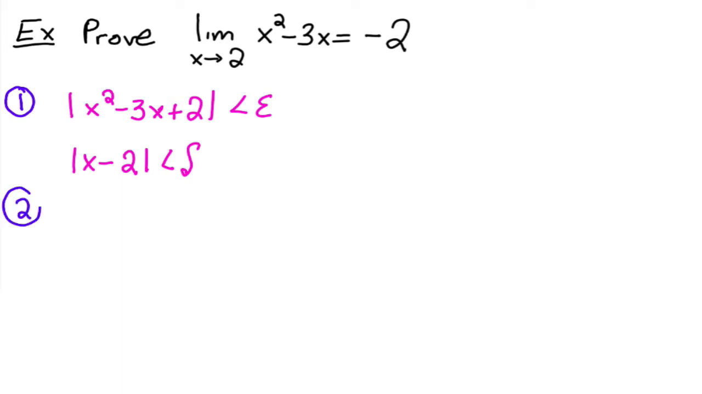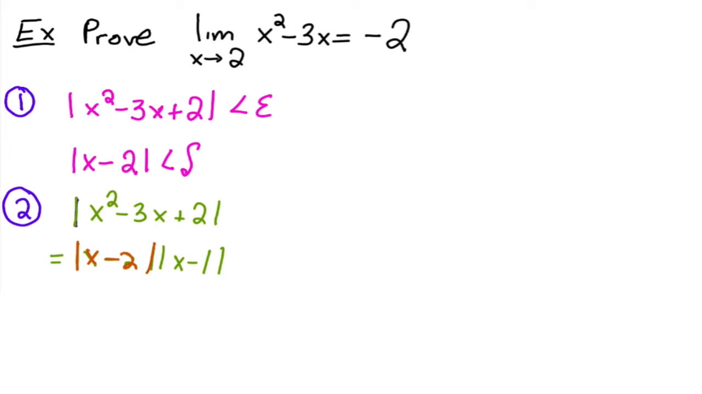Okay, step 2 is to use algebra to write down this guy, |f(x) - L|, in terms of |x - c|. So notice that |f(x) - L|, x^2 - 3x + 2, you can factor into (x - 2) times (x - 1). Now this guy right here is |x - c|. This one we have total control over, so we don't have to worry about that one.